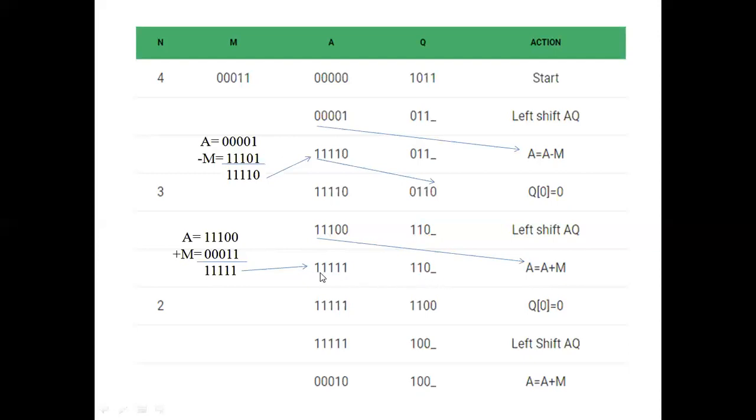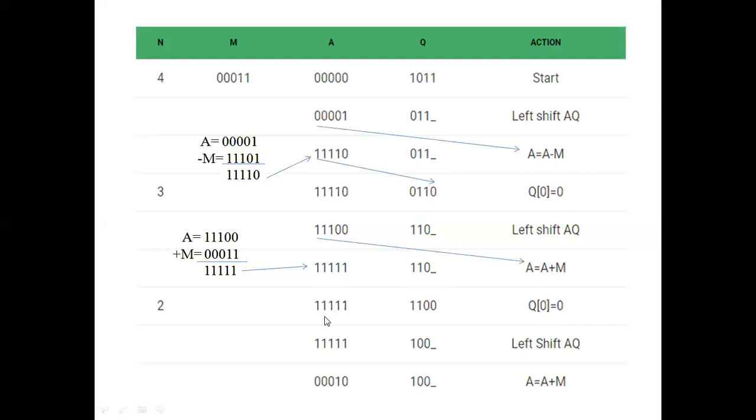Okay. So if the most significant bit of A is 1, then we said this value is 0. So Q0, that is the initial value, the first bit of Q, will be 0. If the most significant bit of A is 1, that is negative. So this value will become what? 1 1 0 0. Okay.